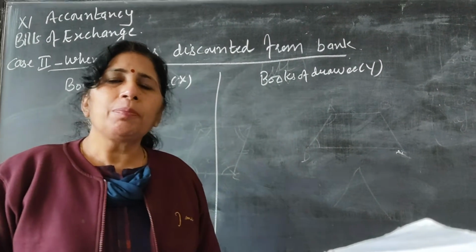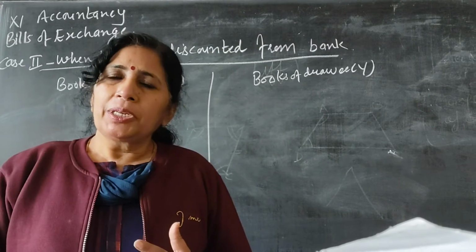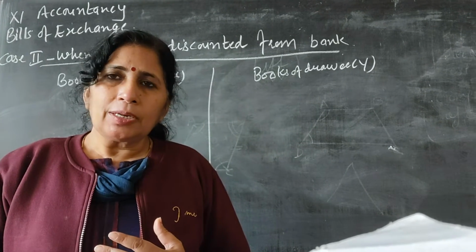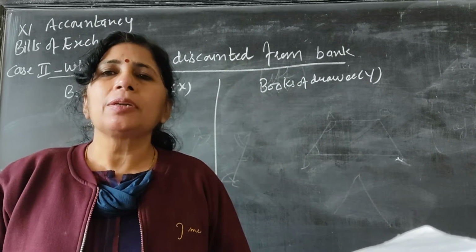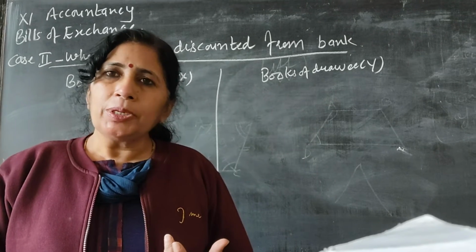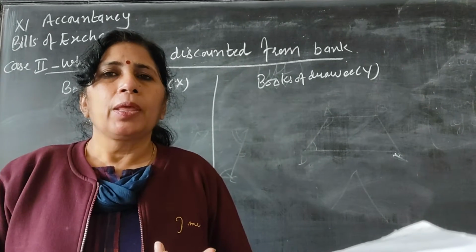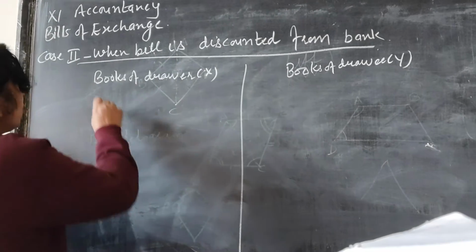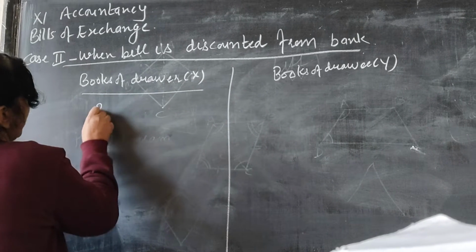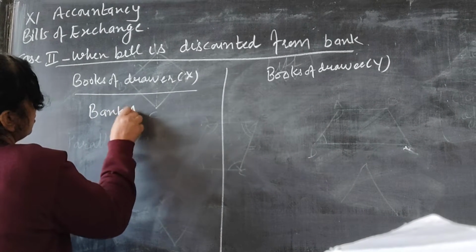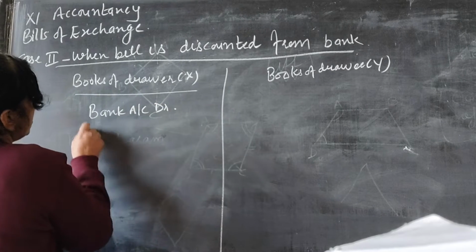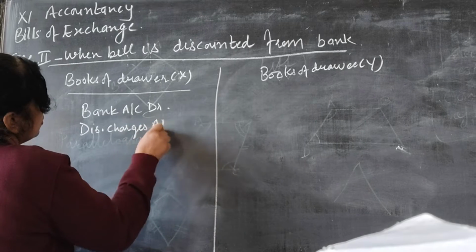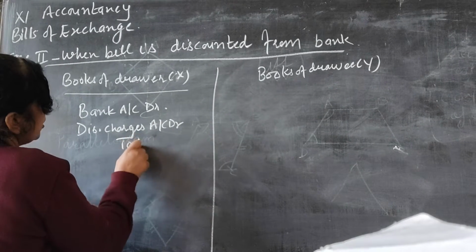That lesser amount depends upon the time period left and the rate of discounting charges. Rate of discounting charges, another way we can call it interest reduction, and how much time is left in the maturity of the bill. So the main journal entry when the bill is discounted from the bank, in the books of the drawer, will be: bank account debit, discounting charges account debit, to bills receivable account.